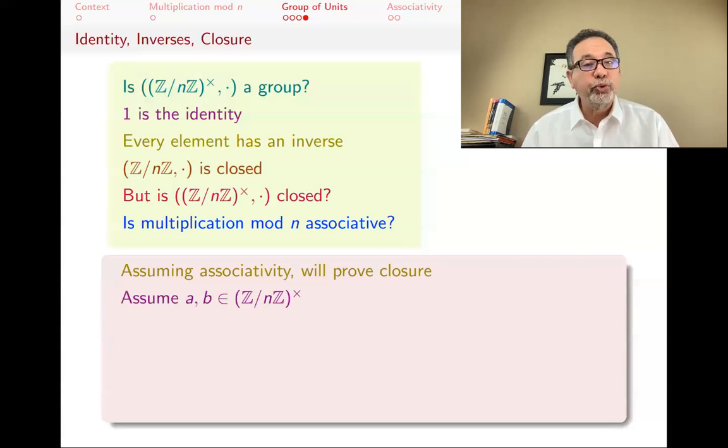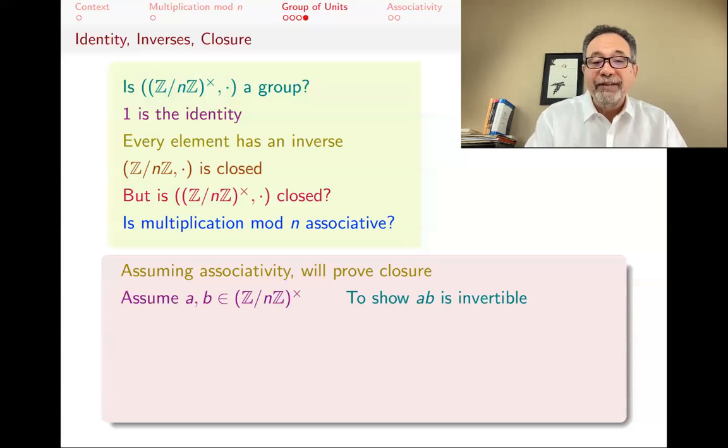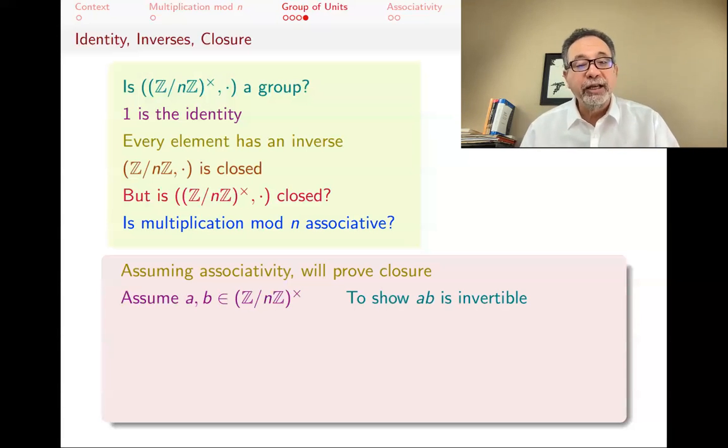So what do we have? We have 2 units in Z mod NZ, 2 elements of the group of units, and we want to show that their product is also a unit. I've taken 2 invertible elements. I want to show their product is invertible.